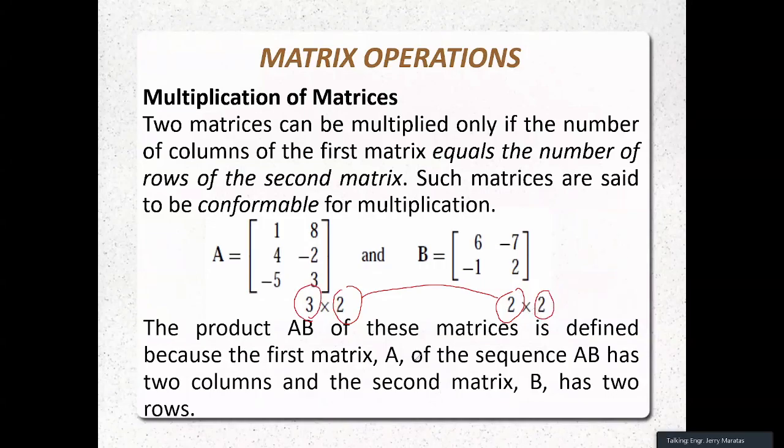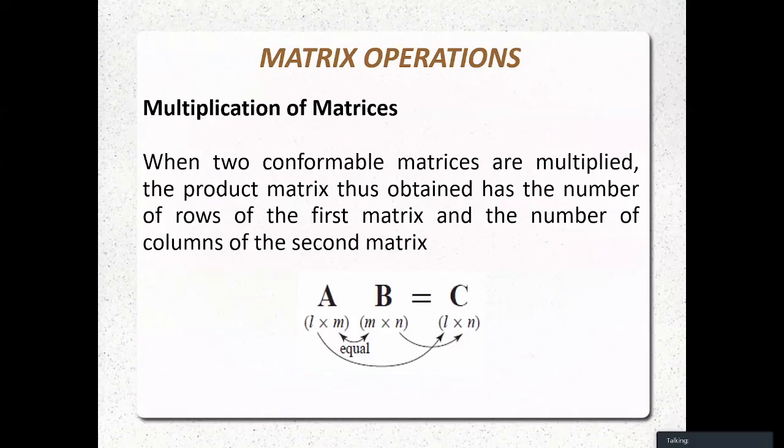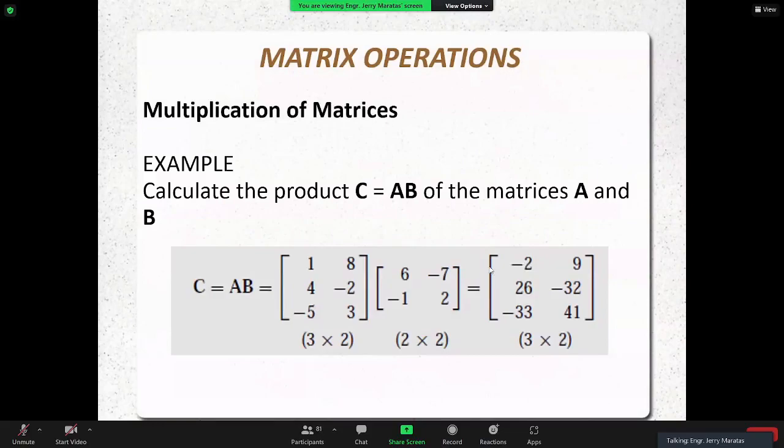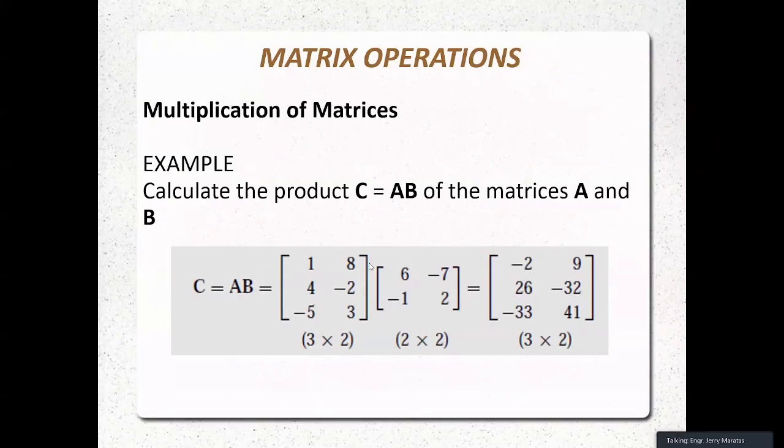Okay, so then to determine the elements of the resulting matrix, for example, if this is your element A, the result is located on the first row, first column, so we have to consider the elements of the first row and first column of the first and second matrices. So we have 1 times 6, plus 8, minus 8 times negative 1, and the result is negative 2.